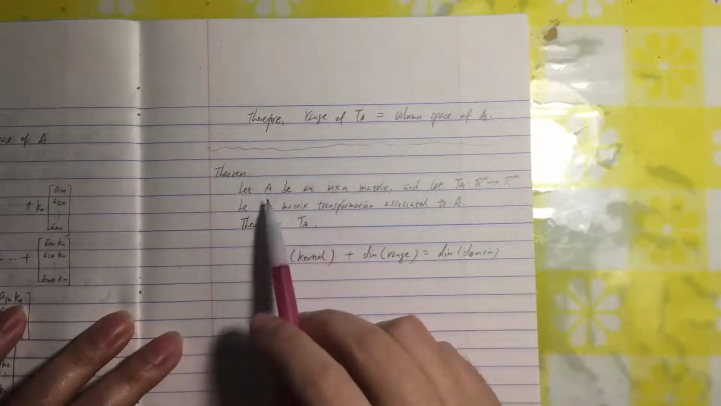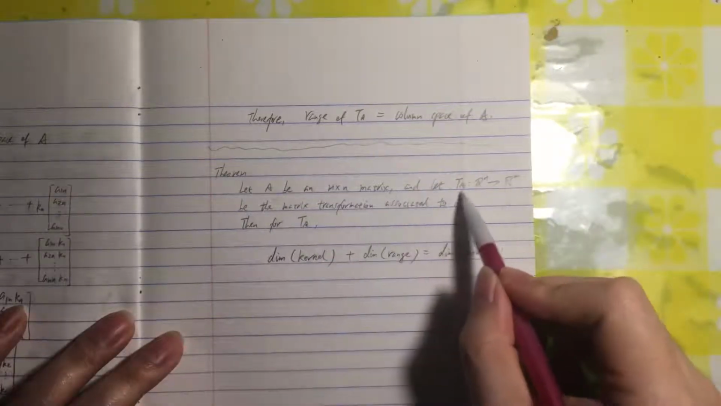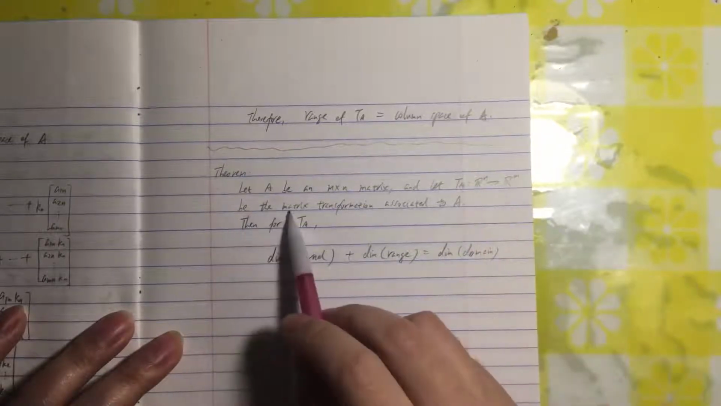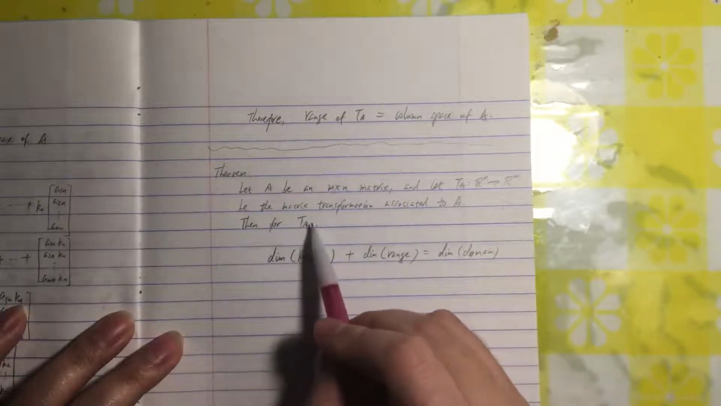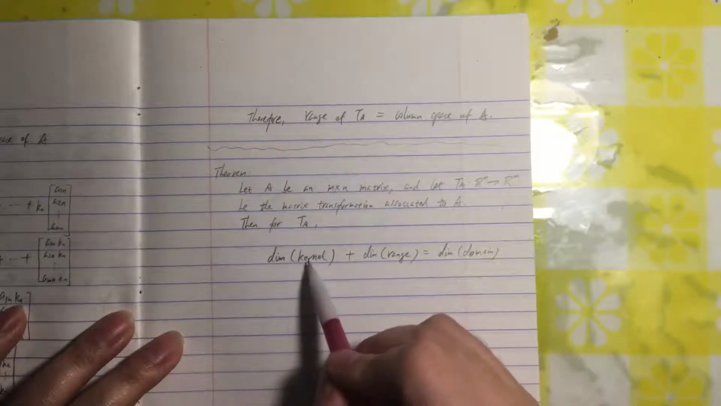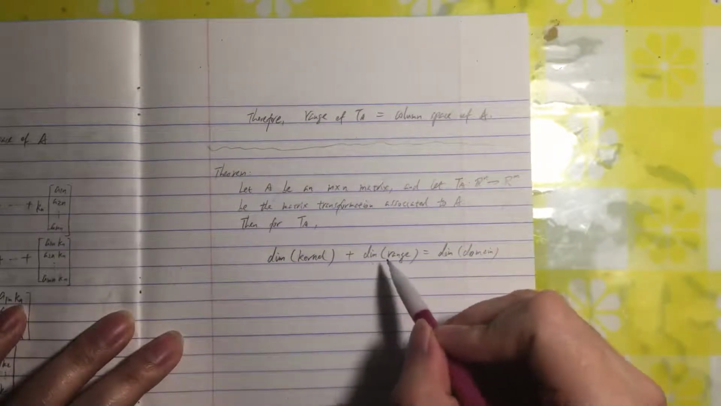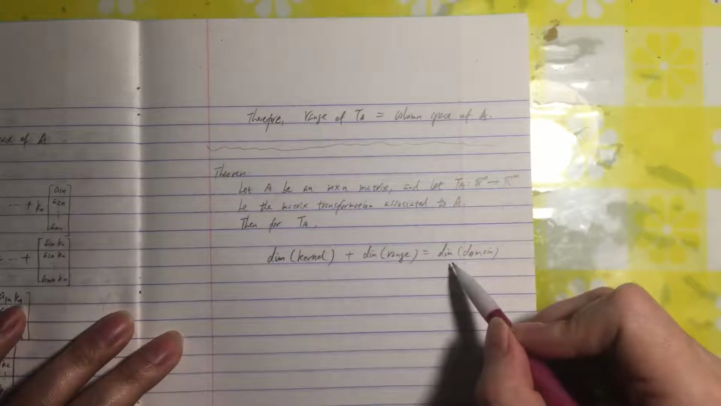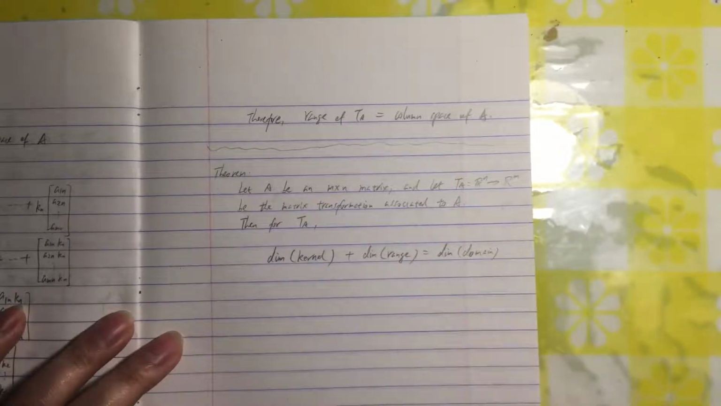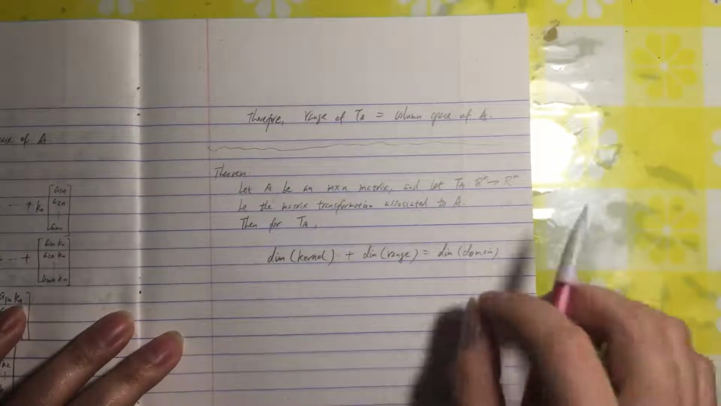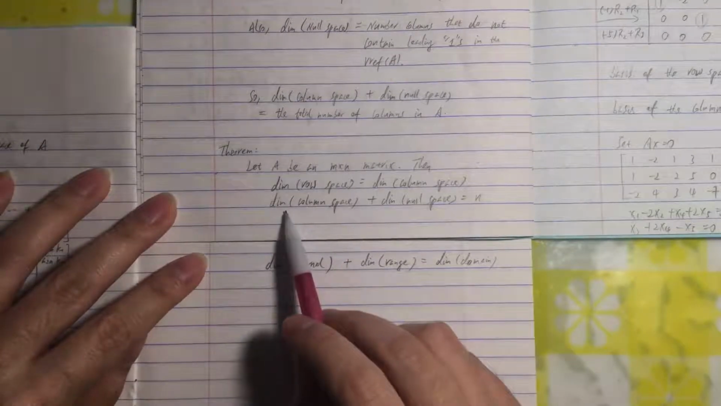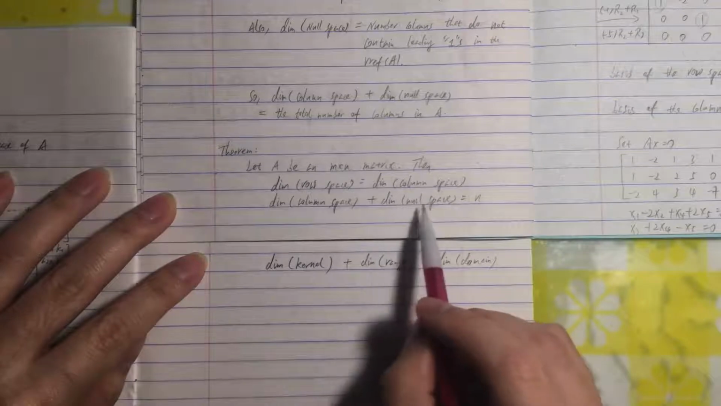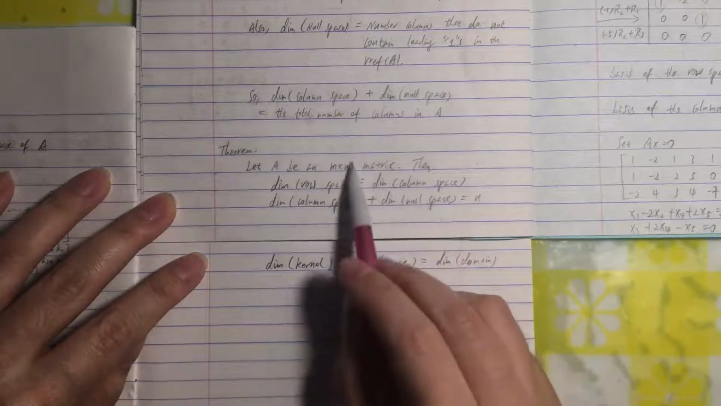Next theorem: let A be an m by n matrix, and let T sub A from Rn to Rm be the matrix transformation associated to A. Then, for the matrix transformation T sub A, the dimension of its kernel plus the dimension of its range is the same as the dimension of its domain. The proof of this theorem is straightforward from an earlier theorem. From the earlier theorem, we know that for any matrix A, the dimension of its column space plus the dimension of the null space is the same as n. N represents the number of columns.